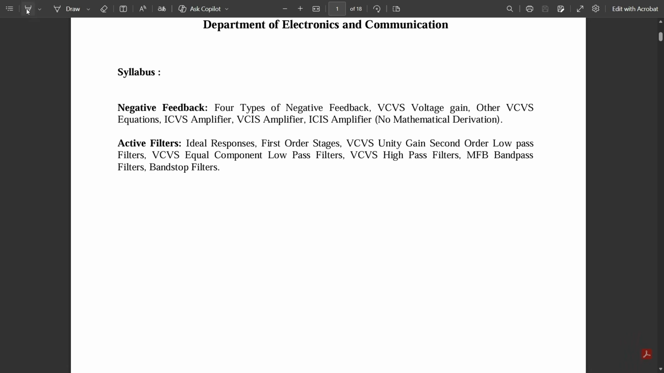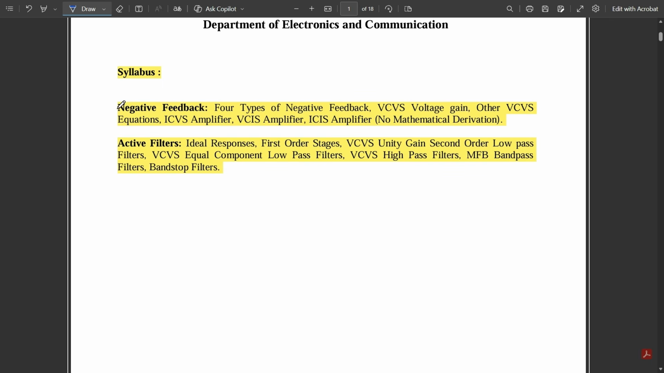Let us see that. This is the syllabus provided by the VTU for EPC Module 4. It is divided into two categories. One is negative feedback and the other is active filters. In the negative feedback part, we are going to be discussing the basics of what we mean by a negative feedback amplifier.